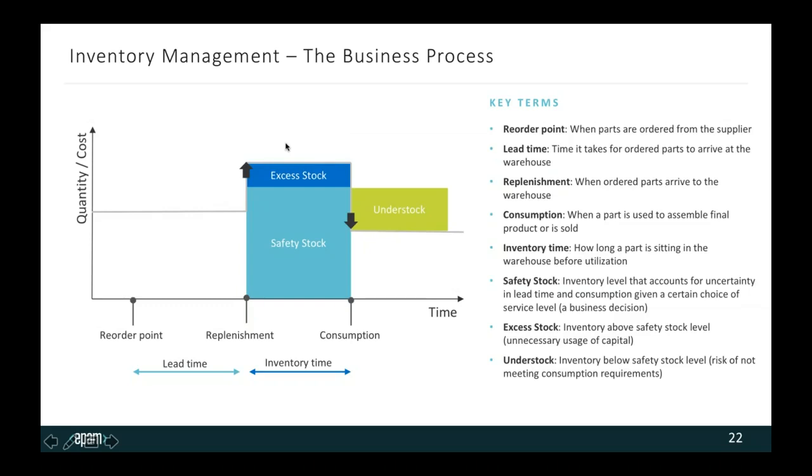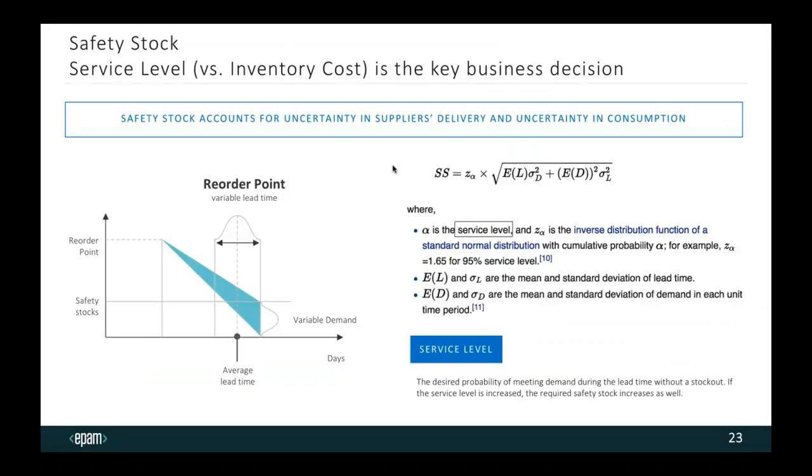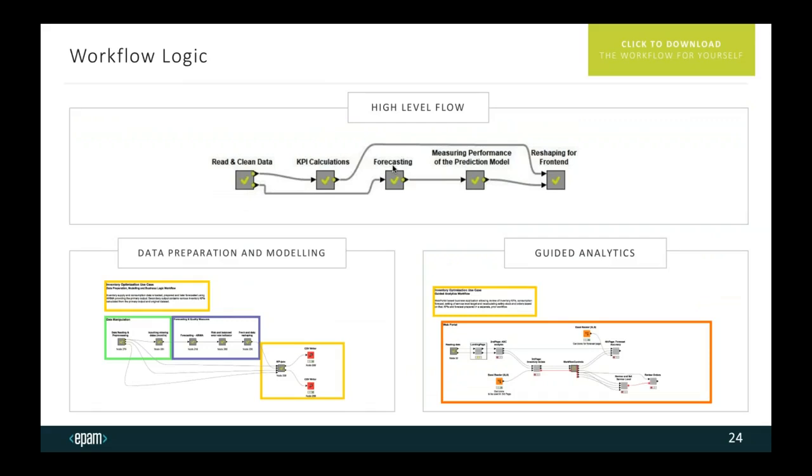If you have inventory above it, then you have excess stock, which costs you lots of money. It costs you capital. If you have understock, then you won't be able to meet your customers' needs. Okay, so this is safety stock explained. I hope you get the gist of it now. And let's drive to the particular solution here.